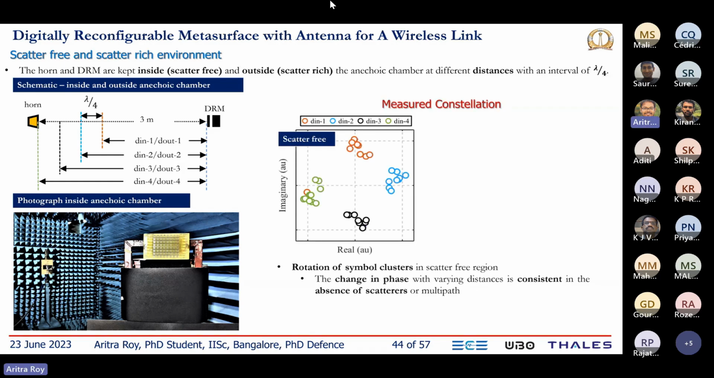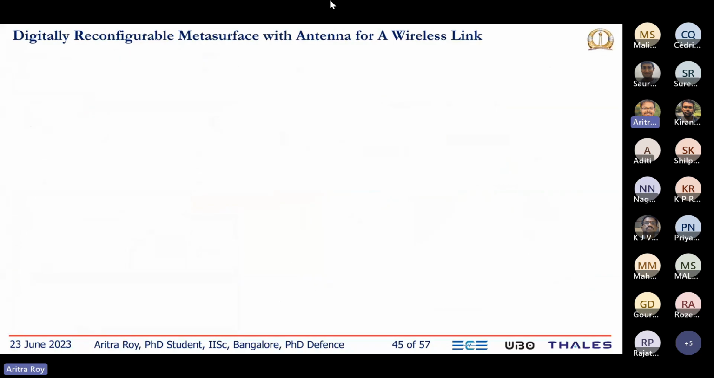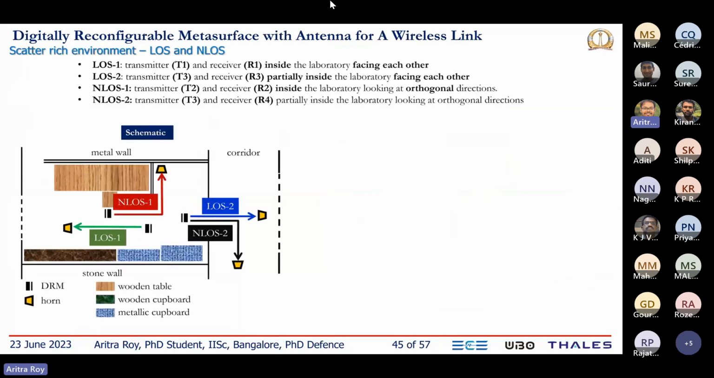What we saw is that for each distance, we have a cluster of constellation points in a scatter-free region. Most importantly, the change of lambda by 4 is reflected as a 90-degree phase shift inside a scatter-free region. So if we don't have any scattering, the change in distance is properly reflected as a change in phase. On the other hand, if we carry out the same experiment outside an anechoic chamber, we have scatterers. And when we have scatterers, the change in distance does not reflect in a change in phase properly. But for our practical usages, we cannot communicate inside a chamber. We have to go outside a chamber.